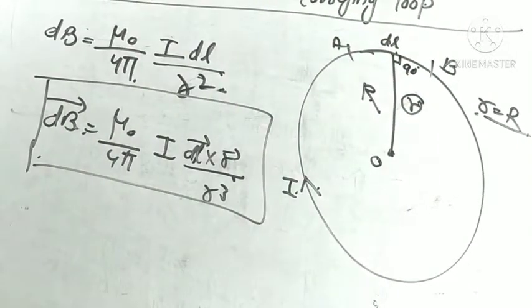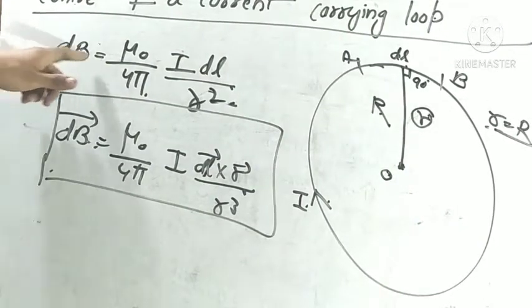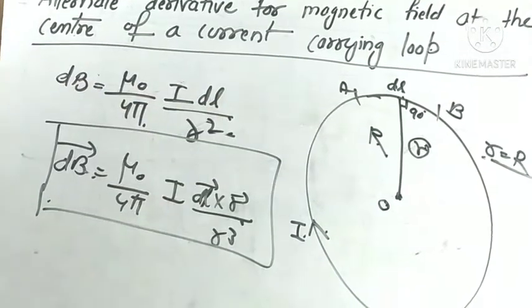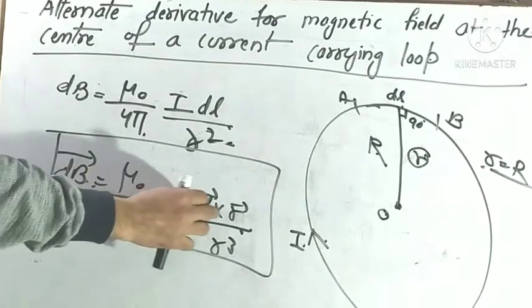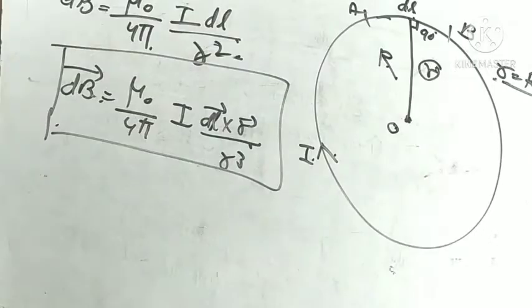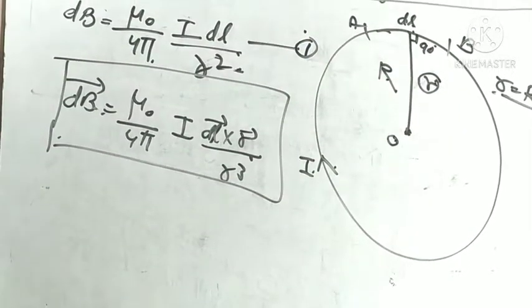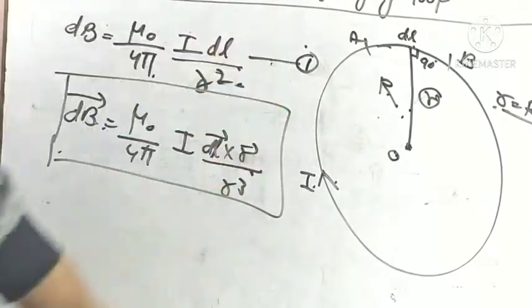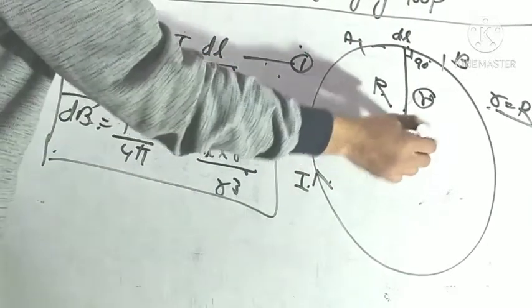So due to the small element, the magnetic field at point O, by Biot-Savart's law, in magnitude form is dB is equal to mu naught upon 4 pi I dl upon r square. In vector form we can also write mu naught upon 4 pi I dl cross r upon r cube. We give it equation number 1. Now the magnetic field at the center of this current carrying loop can be calculated by integrating equation number 1 over this closed loop, to find the magnetic field at point O due to this circular loop.